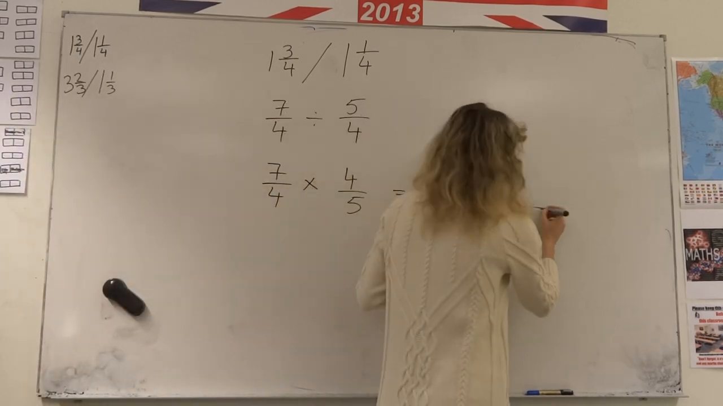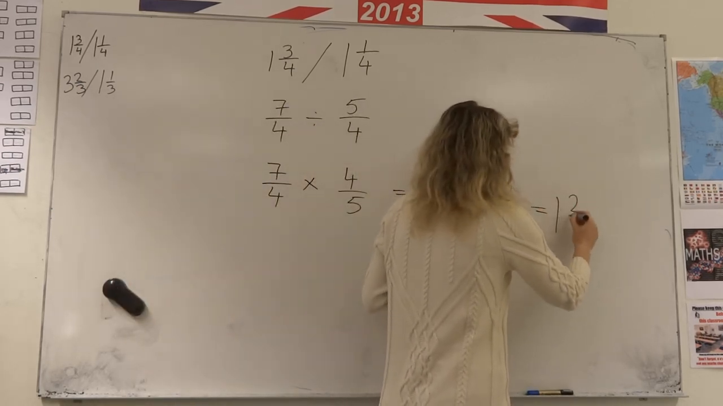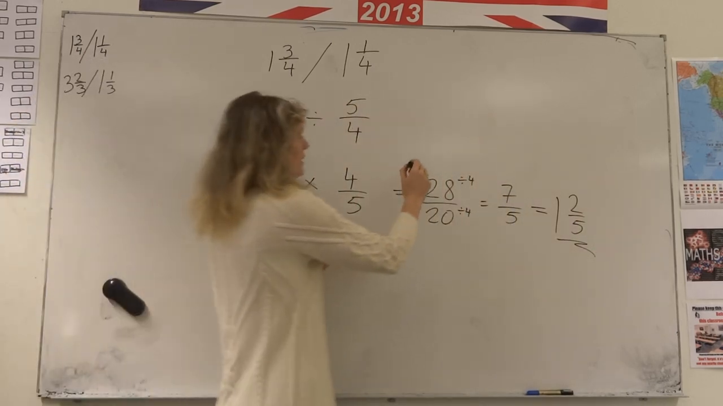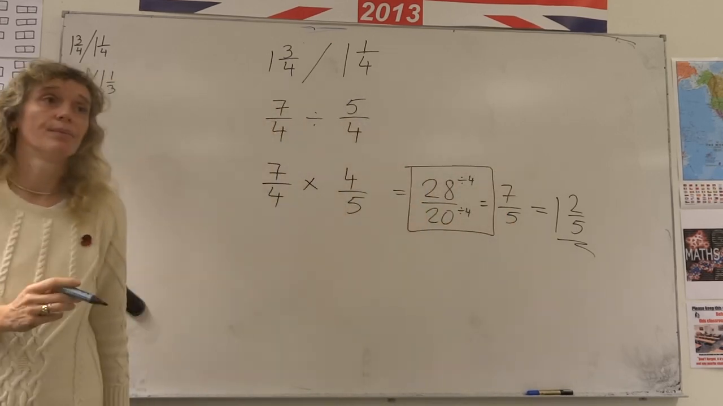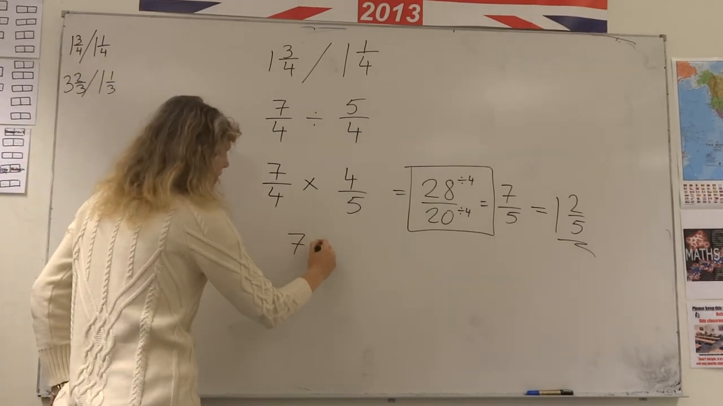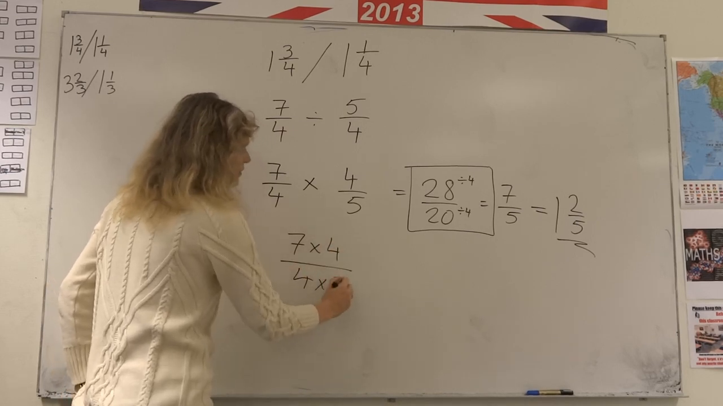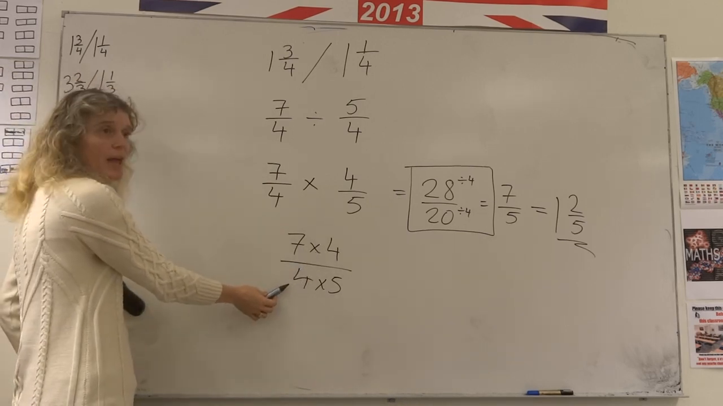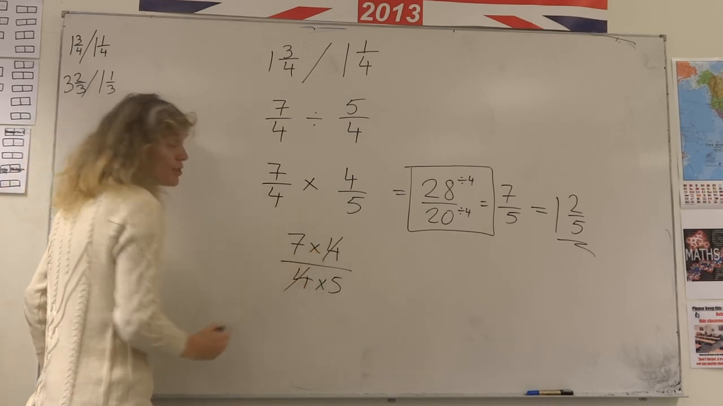We have to convert it back to mixed form. 5 goes into 7 one time and 2 left over. 2/5 is what's left over. If you'd like to skip this step here, there is a little trick that you can do, and I'd like to show you that. If we were to look here, what have we got? We've got 7 times 4 divided by 4 times 5. There's a 4 up here, and there's a 4 down there. What is 4 divided by 4? It's 1. So that means that these two can cancel.